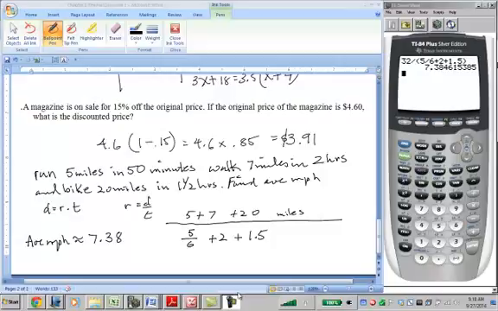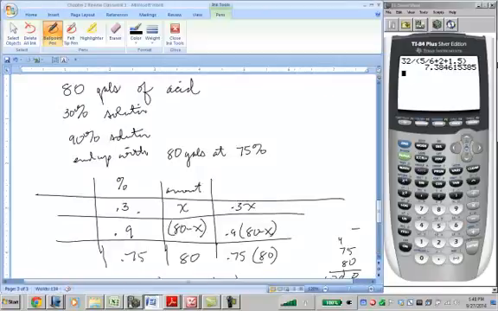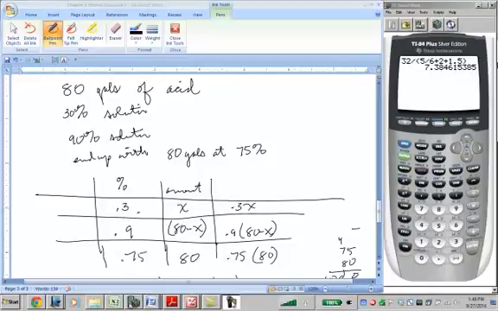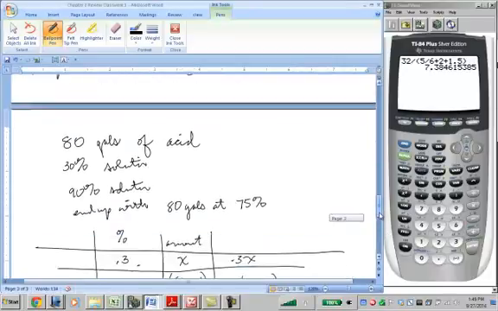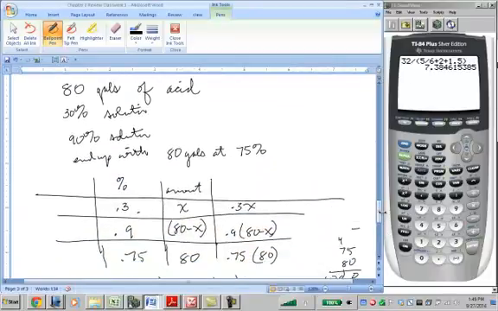Let me pause it. I'm going to think of another problem. Okay, now let's do another problem. Let me make sure this thing's running. Okay. So suppose you start out with 80 gallons of acid solution, but you want to end up with 80 gallons at 75%. Suppose you have a 30% solution and a 90% solution, you're going to mix them together and you want to end up with 80 gallons at 75%.